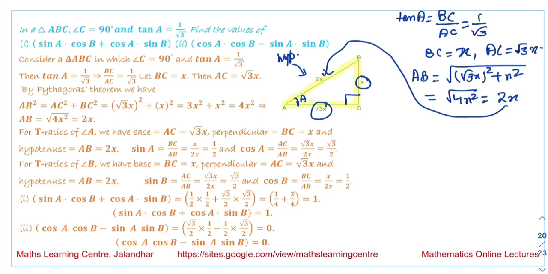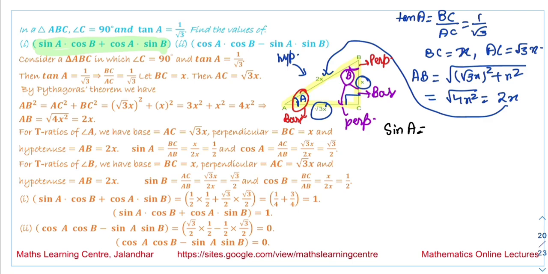Now we have to find the value of sine A cos B plus cos A sine B. So when we are talking about this angle B, corresponding to this A, this is the base and this is the perpendicular. Corresponding to this B, this is the base and this is the perpendicular. So when we substitute these values over here, we are saying it is sine A. The value of sine A we will have.